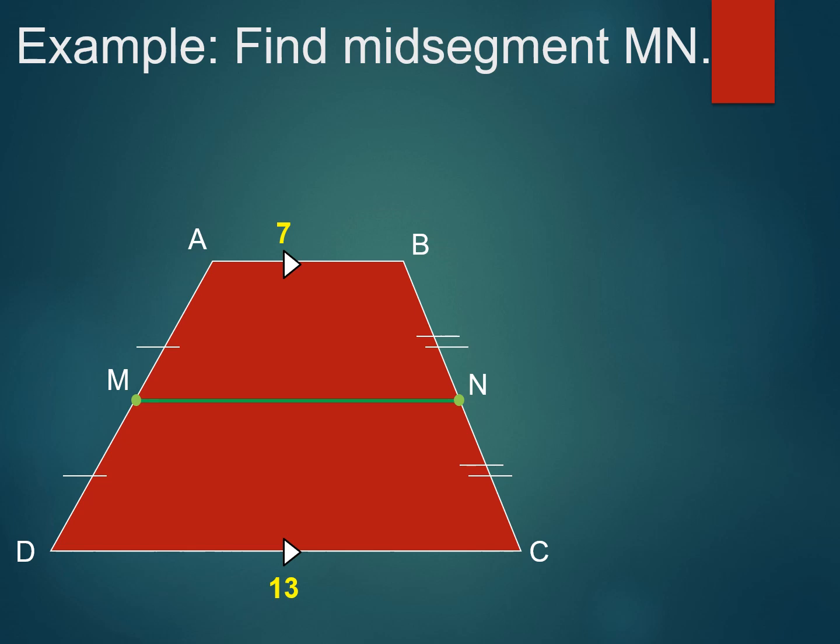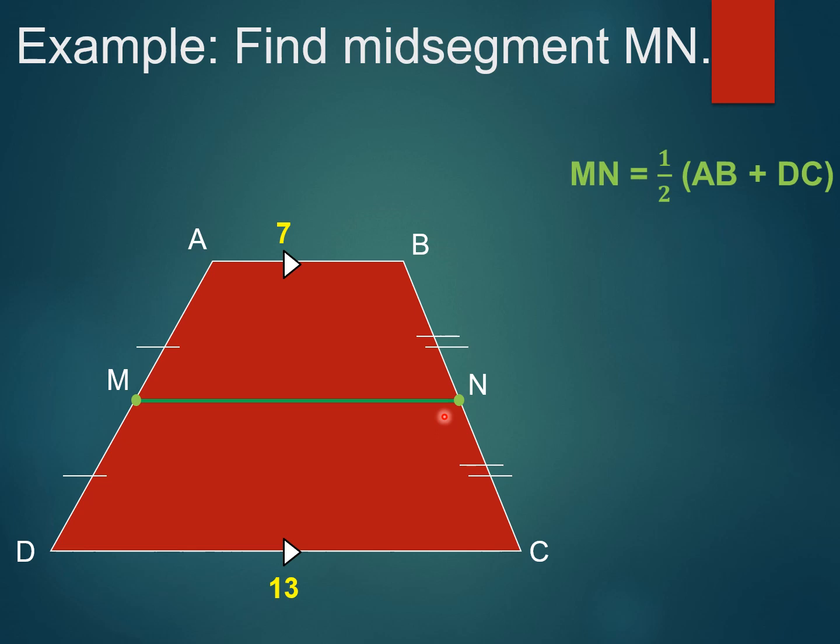Example: find mid-segment MN. By the way, the mid-segment computation is applicable to all types of trapezoid. For this one, we have the given. This is a scalene trapezoid, and we're going to get the value of its mid-segment. The known bases are base AB, which is 7, and base CD, which is 13. So we're going to find mid-segment MN.